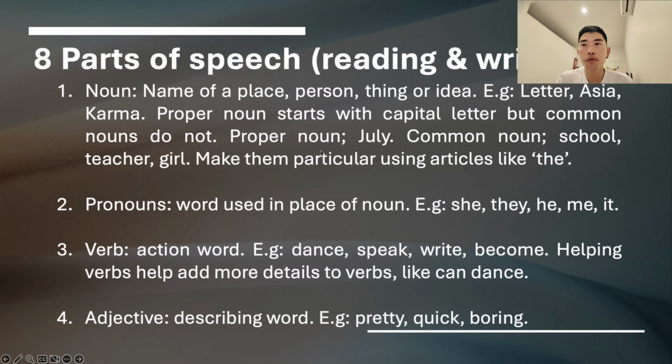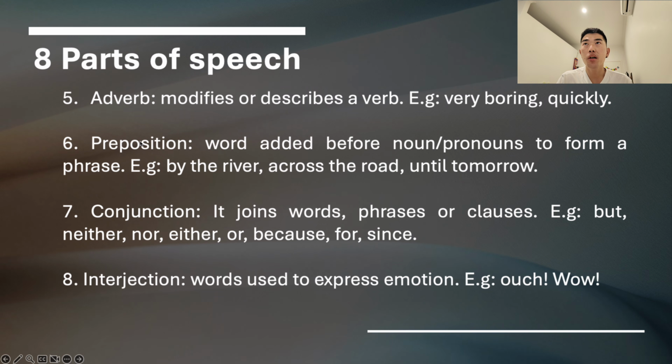Number 4 is adjective. An adjective is a describing word. For example, pretty, quick, boring. I'm going very quickly through this because these are very basic terms in English. Number 5 is adverb. An adverb modifies or describes a verb. So for example, earlier the word was boring. Now when we add very, very boring, it adds some extra meaning or some extra drama, right? So that's what an adverb does.